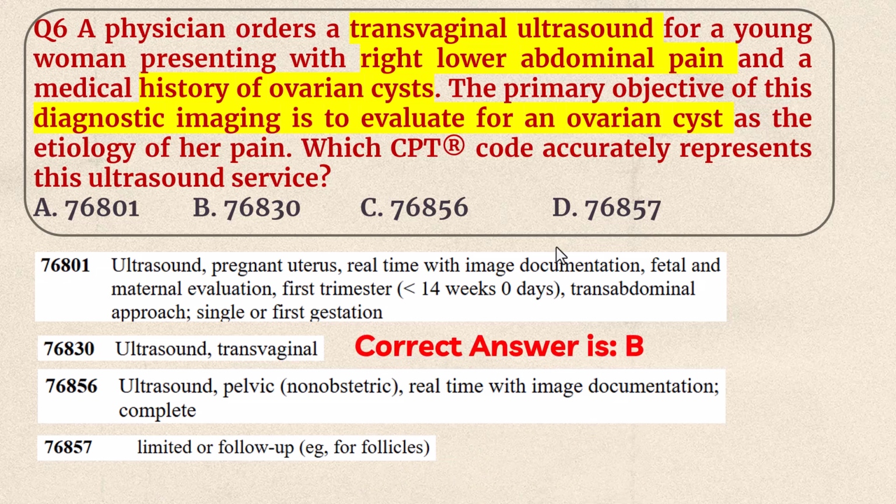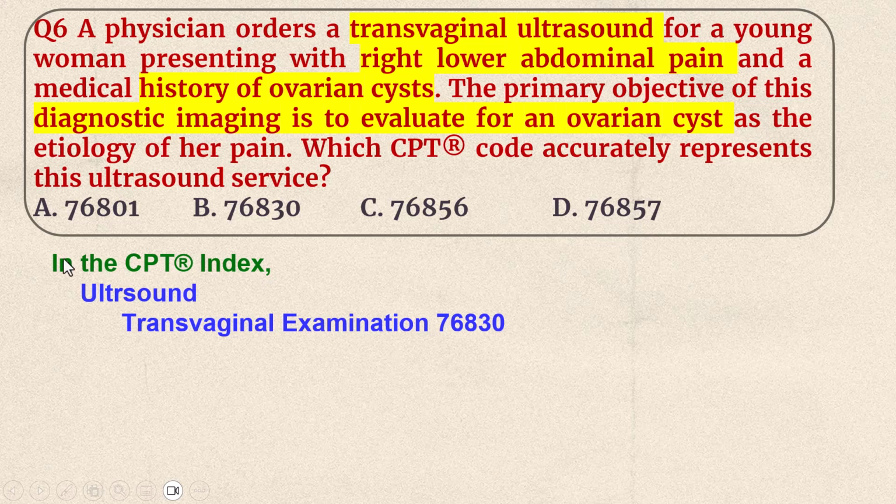If you encounter this case in a real working scenario, you have to go with the CPT alphabetic index. When you go to the CPT alphabetic index, this procedure is ultrasound scanning. So first you have to go to ultrasound. Again, you have to go to the subcategory of transvaginal examination. Then it will lead to the code 76830. Again, go back to the tabular list and confirm the answer. Once you confirm, the correct answer will be B.